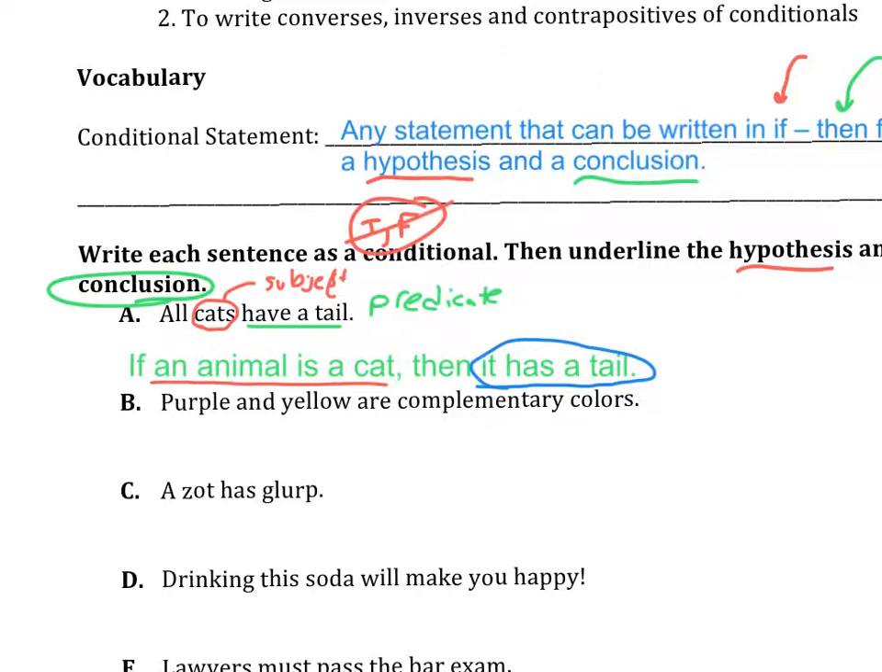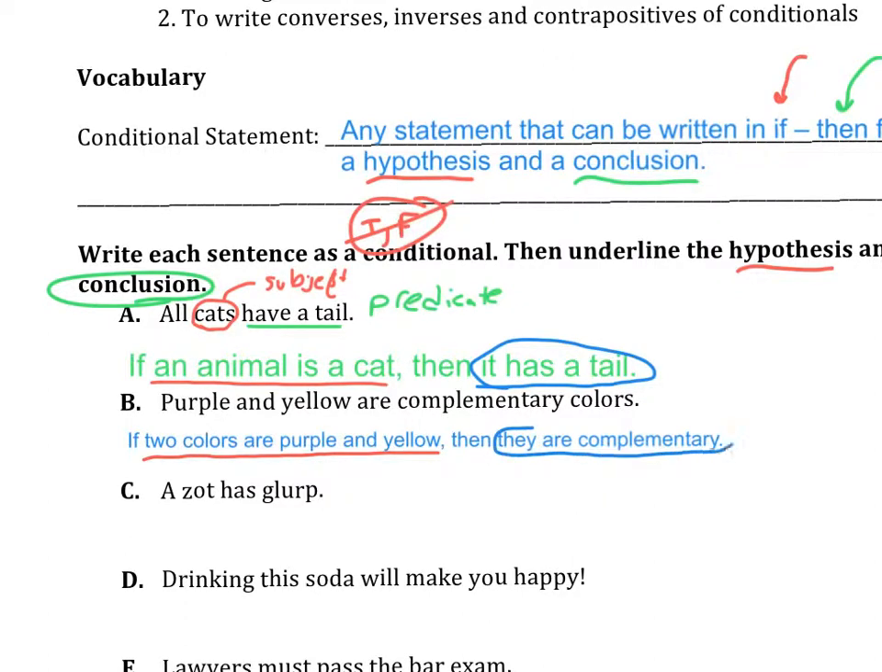So this is my hypothesis and my conclusion. So let's look at the next one. Purple and yellow are complementary colors. So purple and yellow are colors. So I'll say if two colors are purple and yellow, then they are complementary. And now we can identify our hypothesis. Two colors are purple and yellow. And the conclusion, they are complementary.